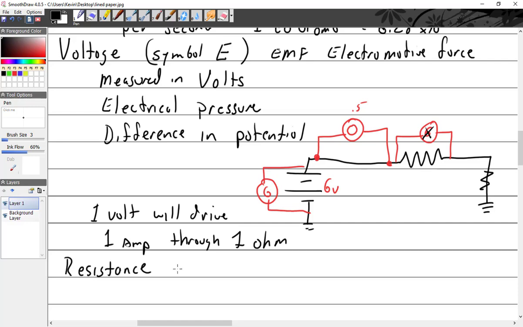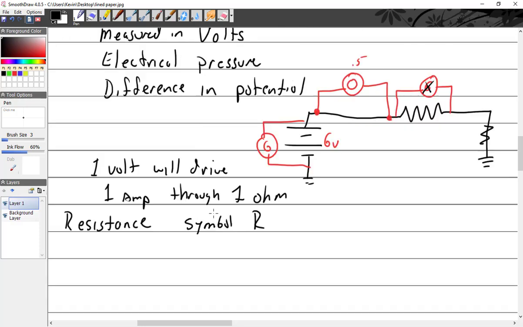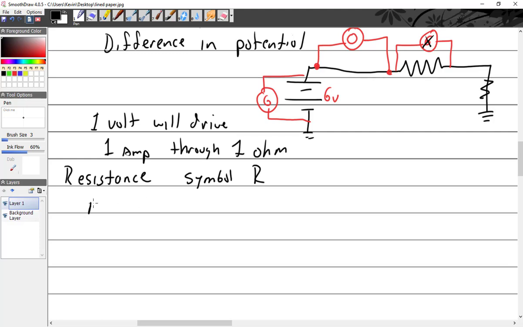Then we have a resistance, which is the symbol R, which stands for resistance. Measured in ohms, which is the omega sign, or Lululemon if you prefer. Named after Ohm, George Simon Ohm.